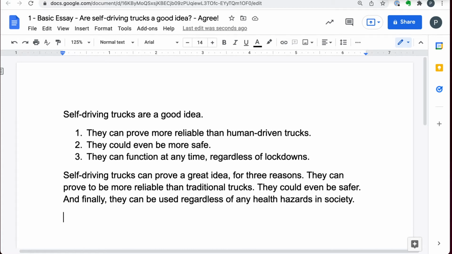There we go. Now, what is my body of the essay going to look like? Well, I have my 3 sections right here. These are my 3 sections. Reliability, safety, and functionality regardless of any health situations. So first, I'm going to talk about reliability.